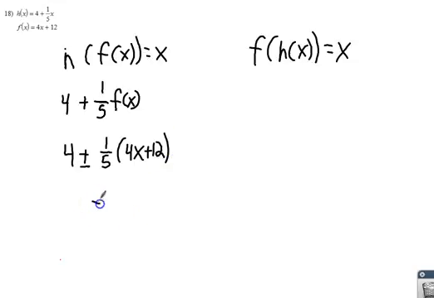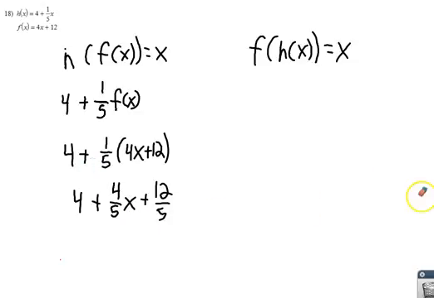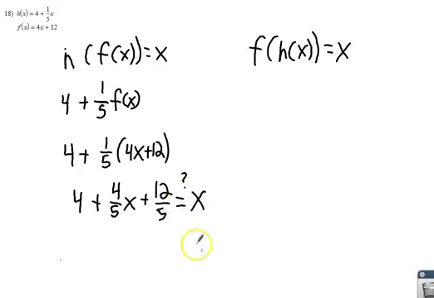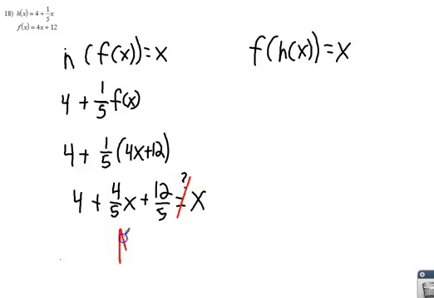I distribute the 1/5, and I get 4/5 x plus 12 over 5 plus 4. Now, that shouldn't be a plus minus there again, but I have a question for myself in this case. Is there any way this is going to be able to equal x? No, is the answer to that question. There is no way I'm going to be able to reduce this thing down to equal x. Not able to happen, so they are not inverses.